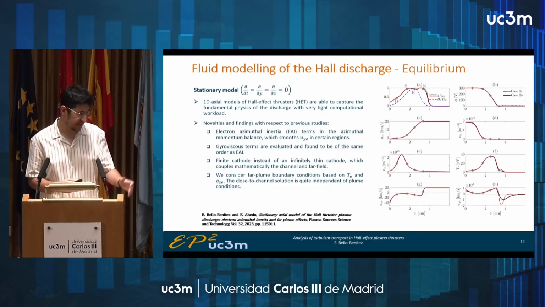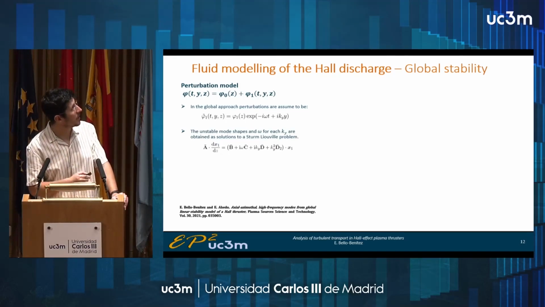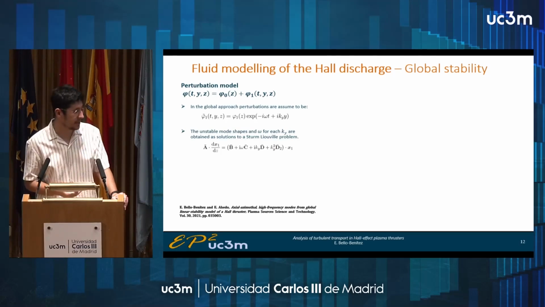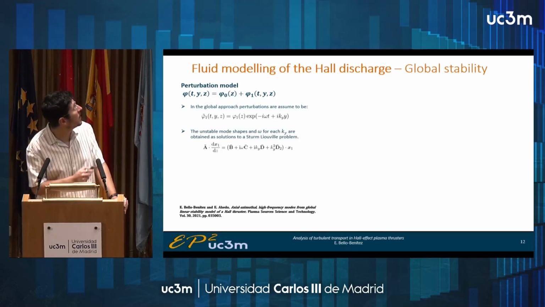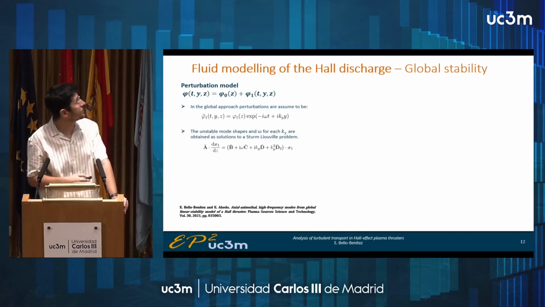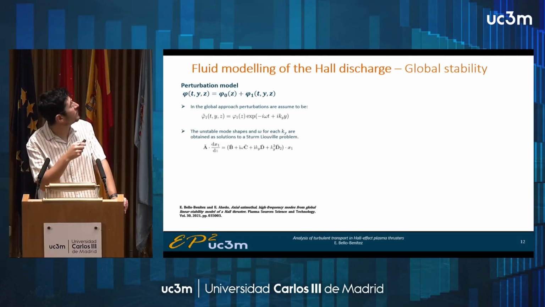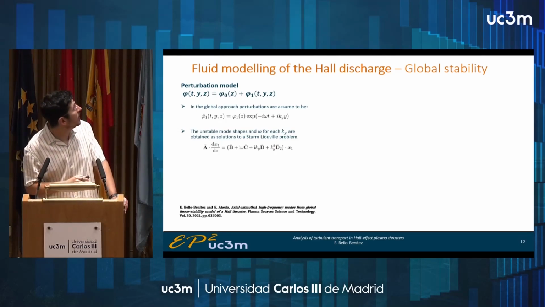And at the end, these equilibrium solutions, as I mentioned, can be used to study the stability. In the thesis, we include a global stability analysis. In this kind of analysis, we take our fluid equations that I was mentioning, and we assume that every plasma variable is the addition of an equilibrium part, the part that I was talking about before, and a small perturbation. You linearize the equations. We assume that the perturbations have this shape: we have a complex amplitude that depends on the axial coordinate, and in the azimuthal and time coordinates, the variation is sinusoidal.